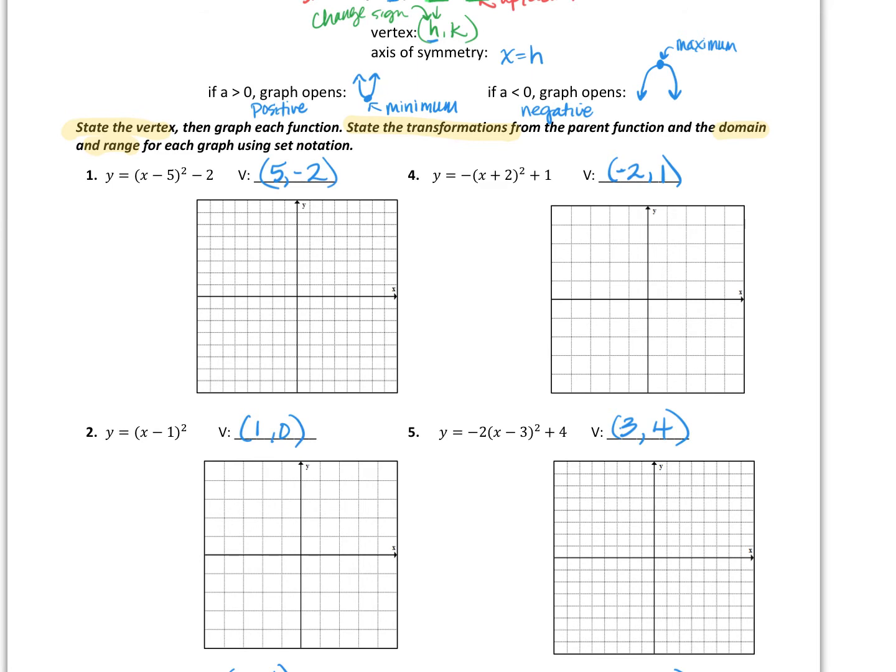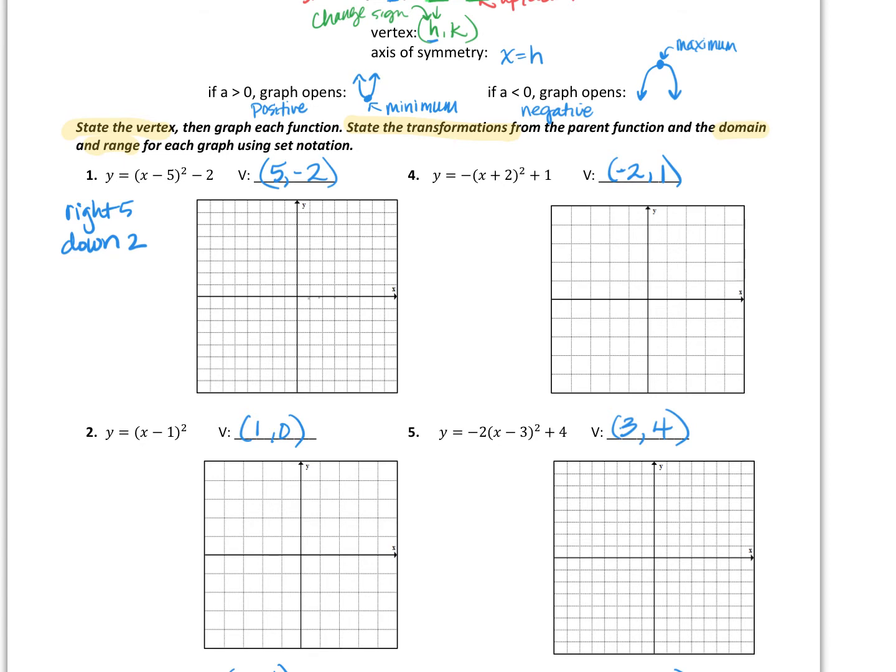Then it says to graph each function, state the transformations from the parent function and domain and range. So let's do that middle section. Let's state the transformations and graph them. So let's look at number 1. That -5 inside, remember, in the parentheses, it's going to go opposite logic. So this is going to move right 5. The -2 means it's going to move down 2. All right, so I know my vertex is at 5, -2, so I'm going to move it there.